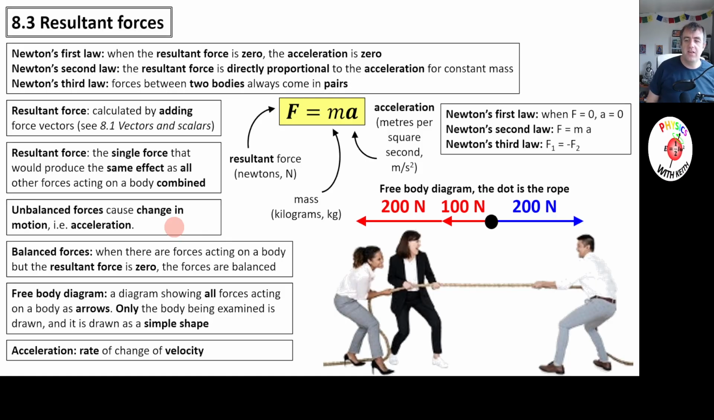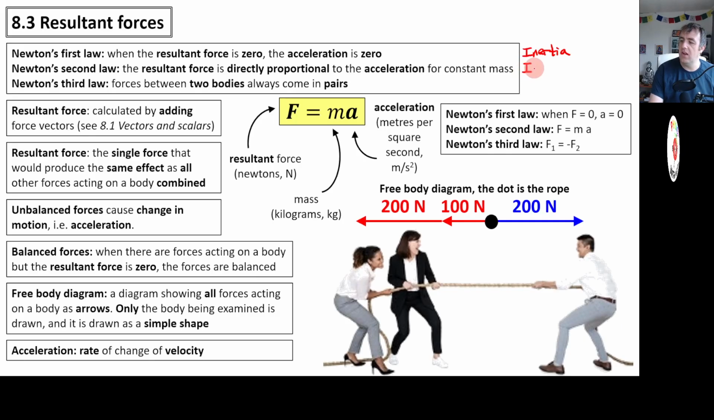Newton's third law, I've summarised it here as forces between two bodies always come in pairs. I can actually write a very short description of each of these. Newton's first law, another way of describing that is inertia. The tendency for a body's motion to remain constant unless you exert a resultant force.